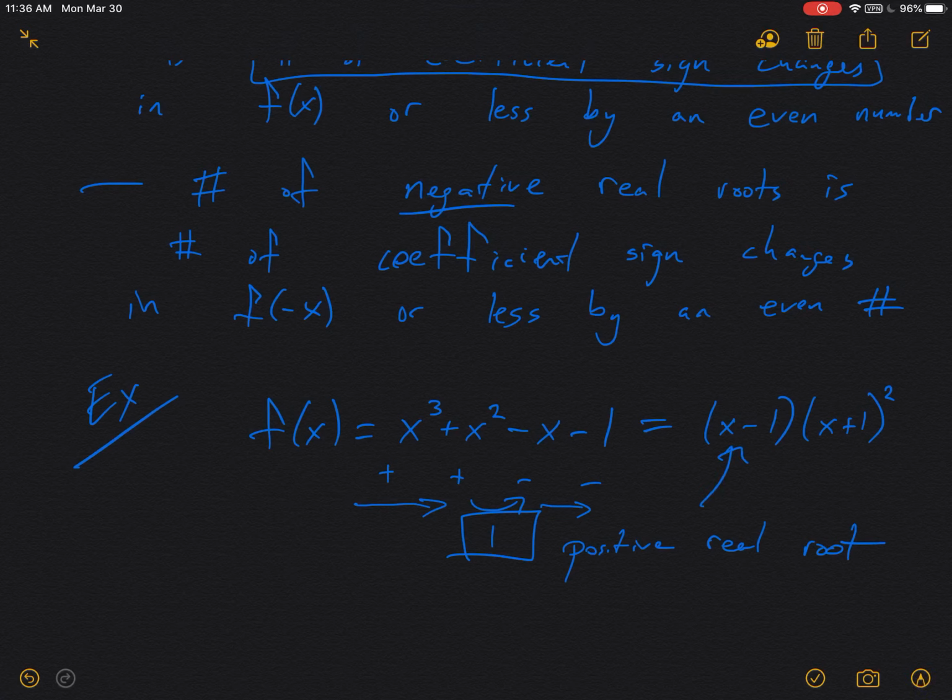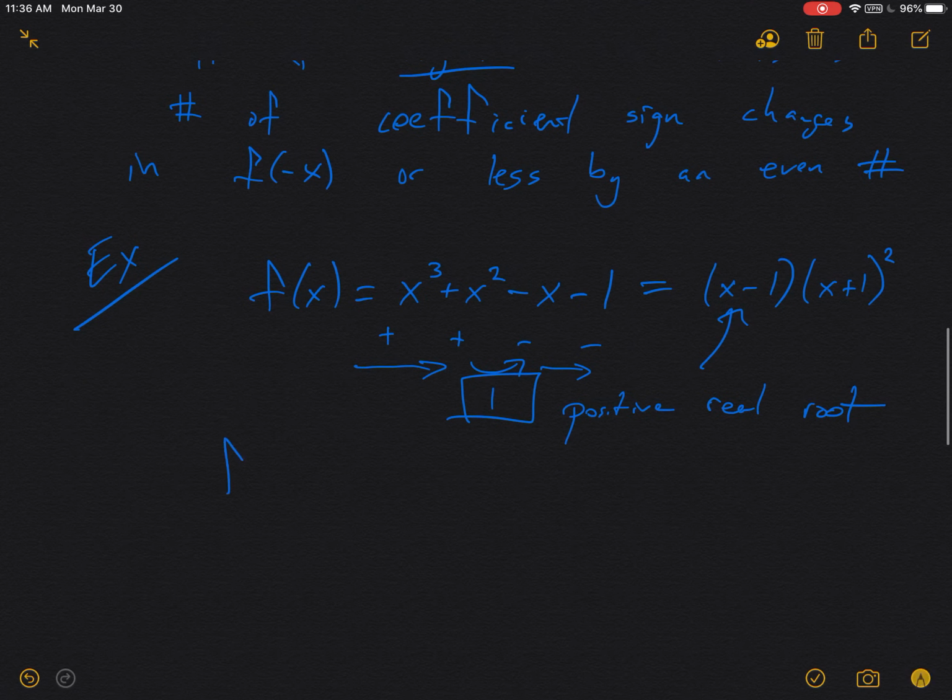And indeed it does. We already found the roots. We know that positive 1 is its only positive real root. And we can do the same thing if we're looking for negative real roots. We would plug in negative x into this polynomial. So that would be a negative x cubed plus a negative x squared minus a negative x minus a 1.